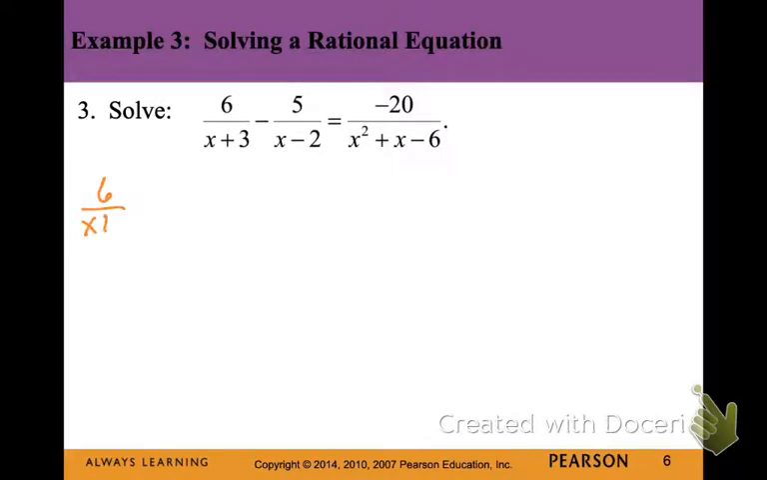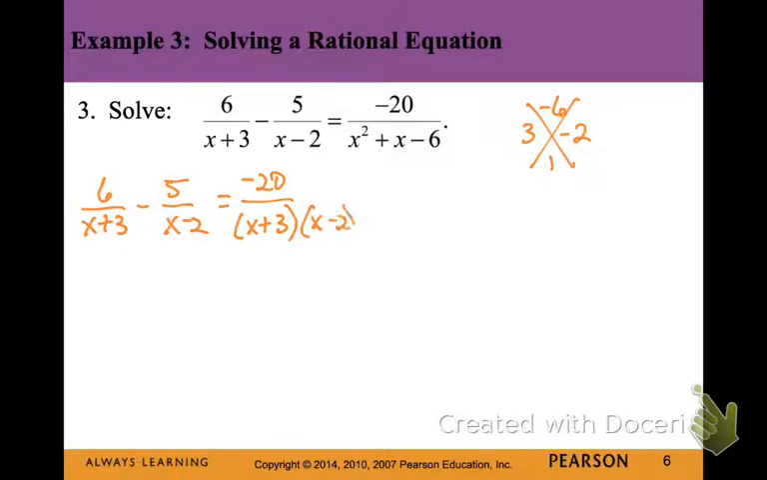So what we're going to do is get a common denominator, but first I want to go and factor any of my denominators, and I see that the one on the right side of the equal sign will factor for me. So two numbers that multiply to give me negative 6 and combine to give me positive 1 are 3 and negative 2.